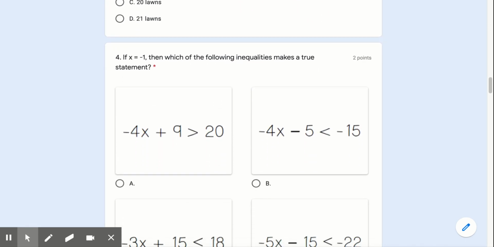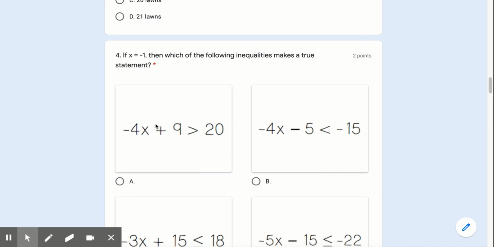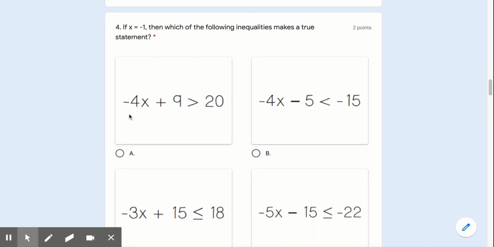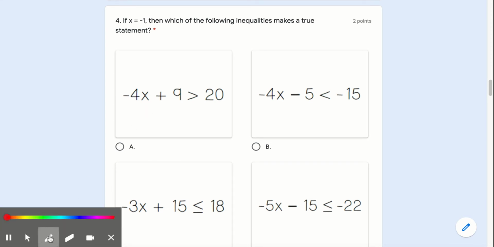If x is equal to -1, then which of the following inequalities makes a true statement? So in your calculator, you're going to plug in the -1 for the x. So I will do the first part for you. I'll kind of show you an example.